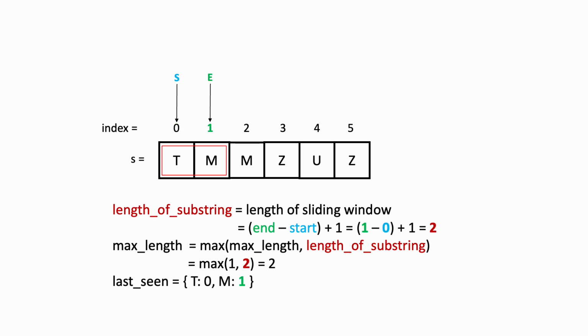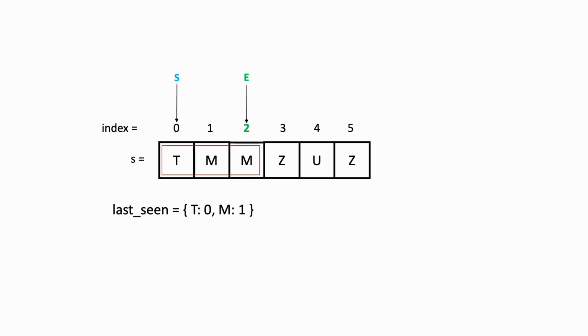We increment the e pointer. We will compute the length of the current substring TM, which is 2. We'll update the max length value from 1 to 2. We'll insert the current element and its index in the last seen hashmap. We'll increment the e pointer.